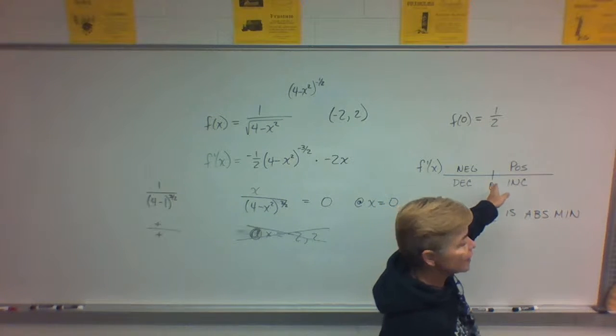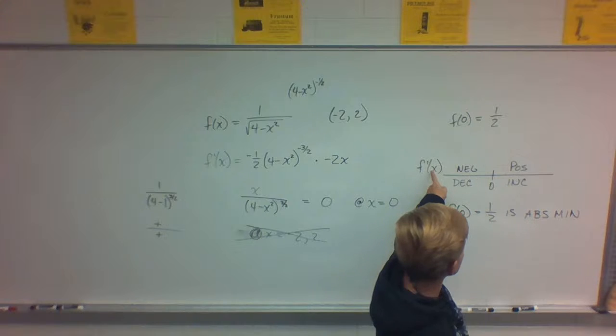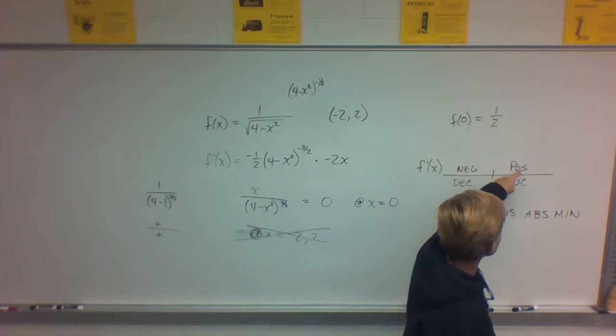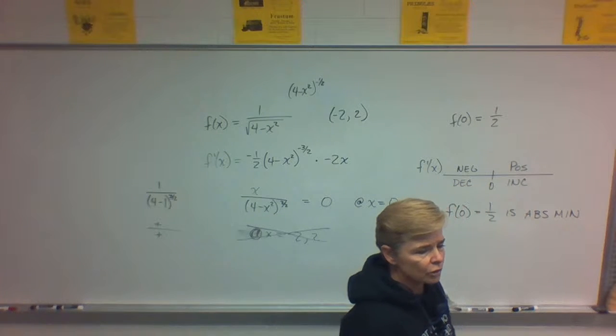So you put your critical values on a number line and you plug values into the derivative to the left and to the right of your critical values and determine, based on whether they're negative or positive, whether it's decreasing or increasing, which allows you to conclude a max or min.